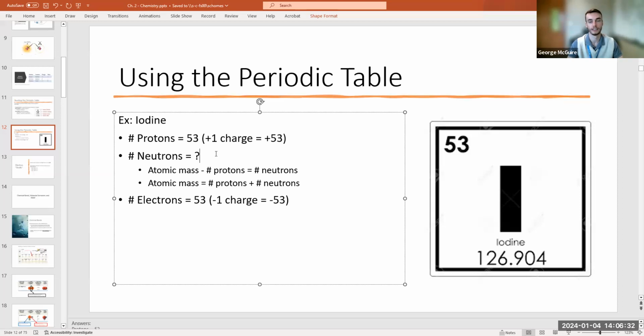Okay, and our last subatomic particle to identify here is how many neutrons exist in one atom of iodine. Could someone share how we determine how many neutrons are in this atom and why? Sure, I'll do that.